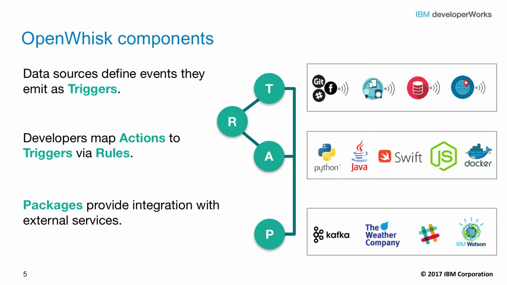Rules provide an association between a trigger and an action. Packages describe external services in a uniform manner to allow integration with the environment. Packages allow actions to invoke and interact with Bluemix services for messaging, data, cognitive, and other third-party services.